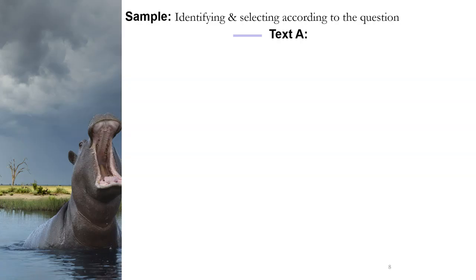We are going to look at text A for the given question that we have already discussed. And now we are going to look at identifying and selecting the relevant information according to the question's focus. So let's read text A together very quickly.